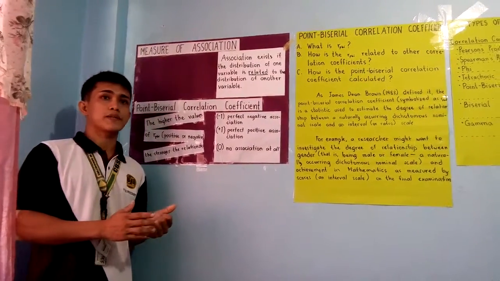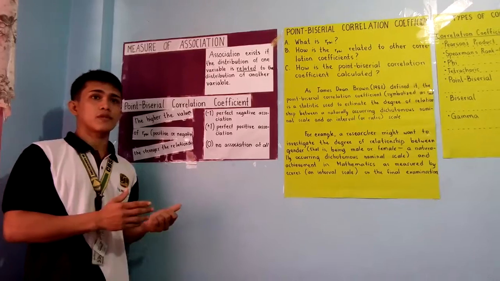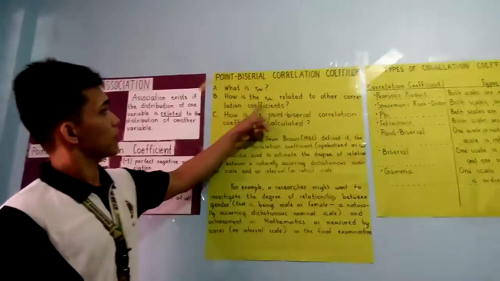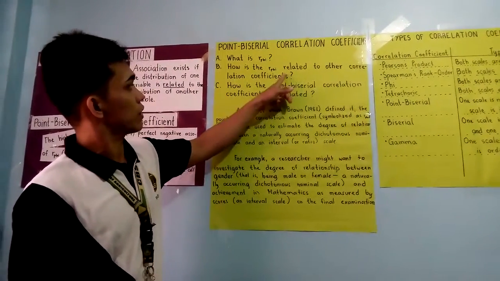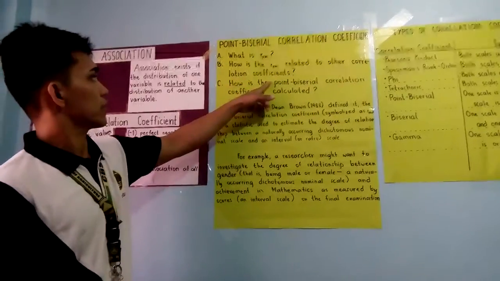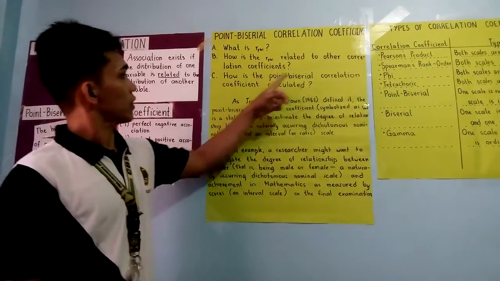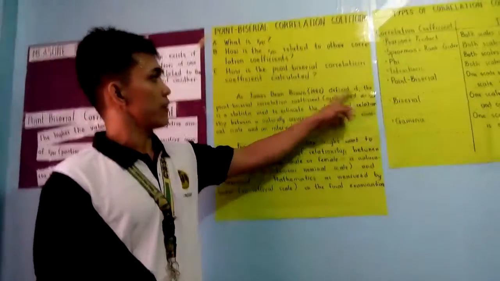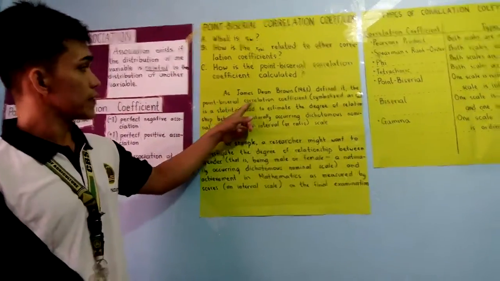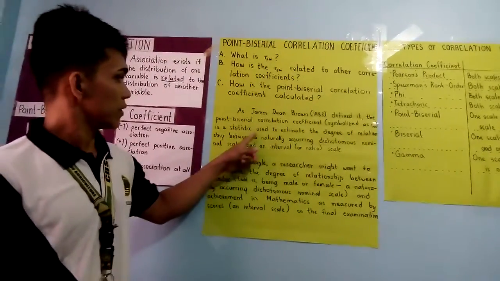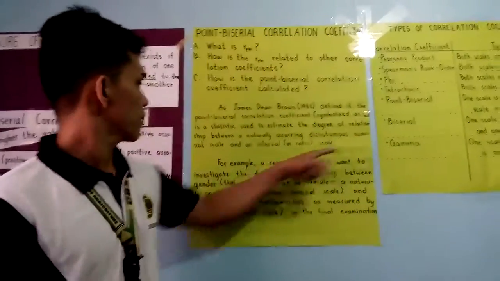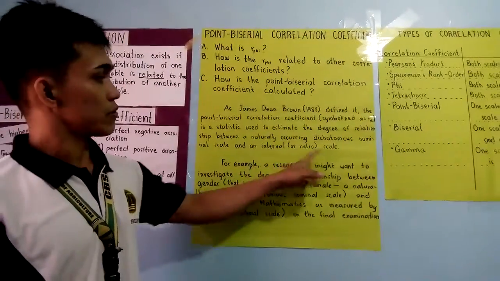To adequately explain the point-biserial correlation coefficient, we will need to address three questions. What is point-biserial correlation, and how is the point-biserial correlation coefficient related to other correlation coefficients? How is the point-biserial correlation coefficient calculated? As James Dean Brown defined it in 1988, the point-biserial correlation coefficient is a statistic used to estimate the degree of relationship between a naturally occurring dichotomous nominal scale and an interval or ratio scale.